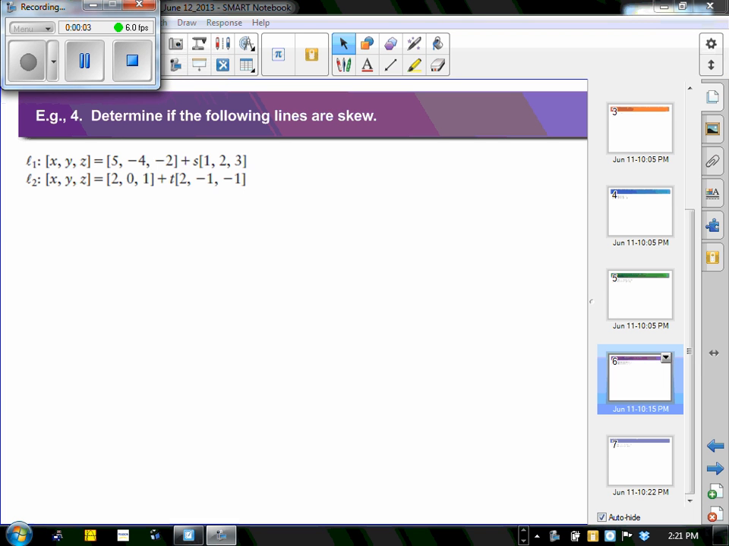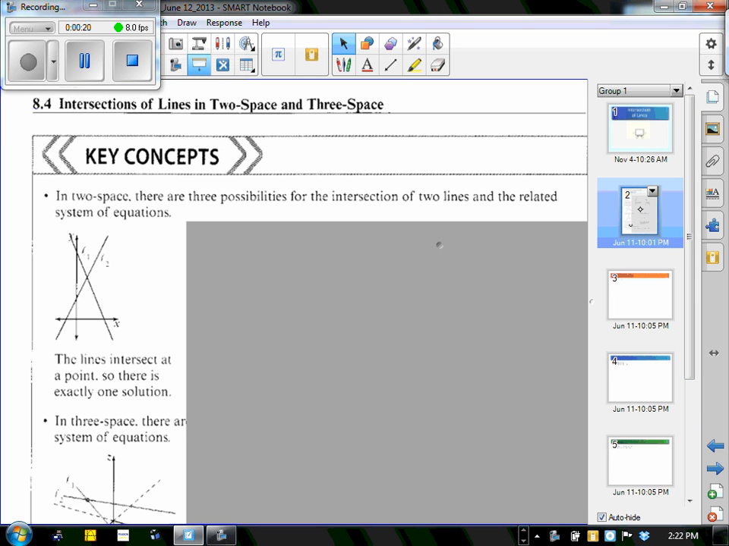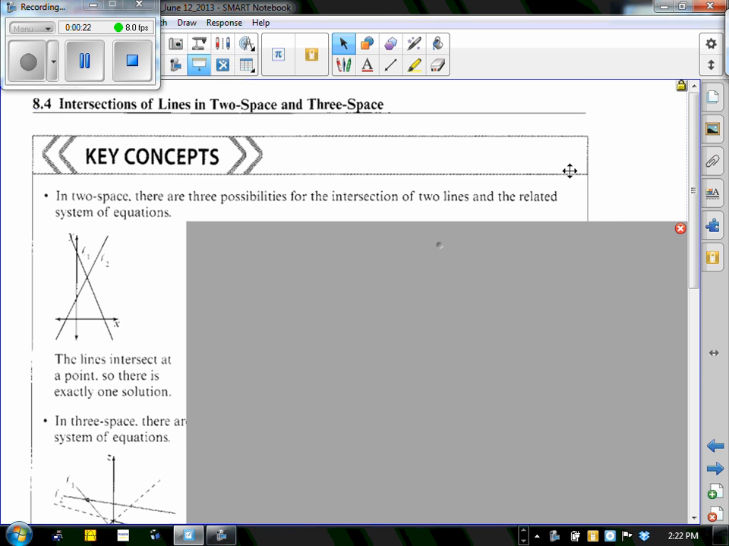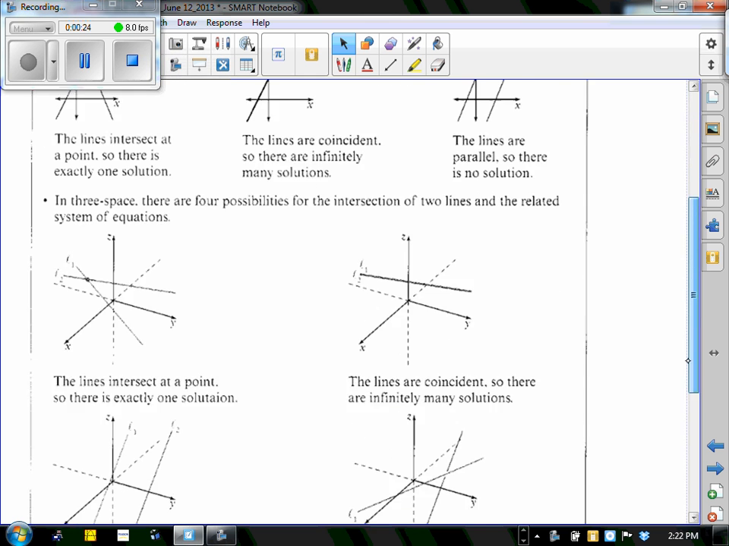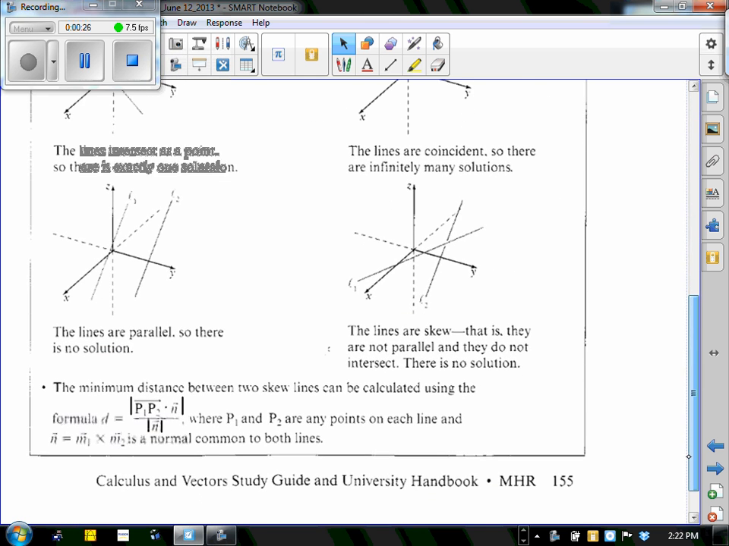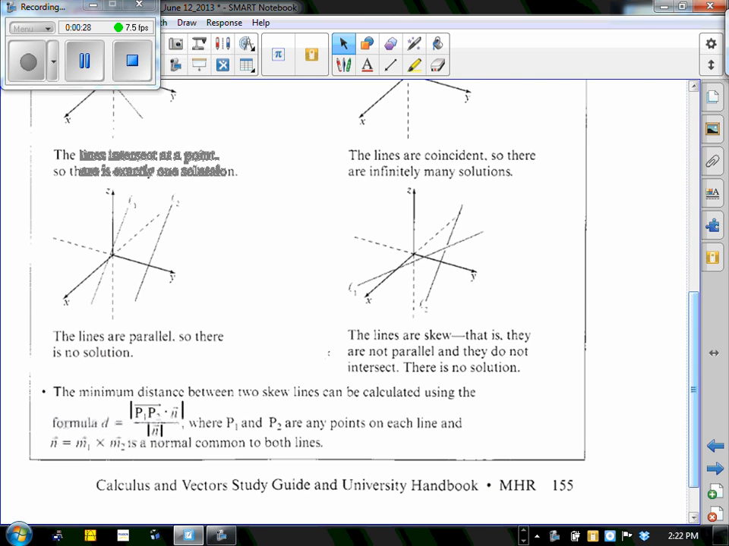In this vodcast, we're going to look at whether or not a pair of lines in 3-space are considered skew. Remember back to an earlier part in today's lesson when I showed you this image from your course textbook, and this one specifically right here.